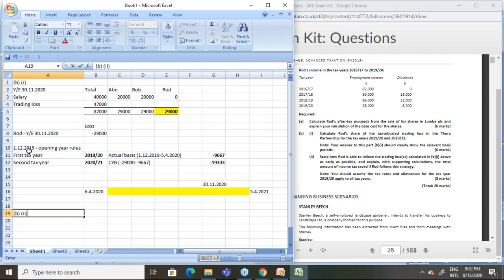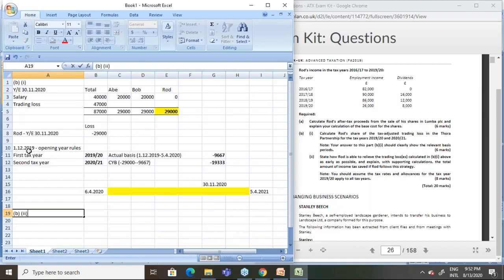You always have the carry forward relief. You can carry forward your trading losses to set off against the future available trading profits. Or else you can set off your trading losses against the total income of the current year and or the previous year. Or else you can set it off against the chargeable gains of the current year and or the previous year.